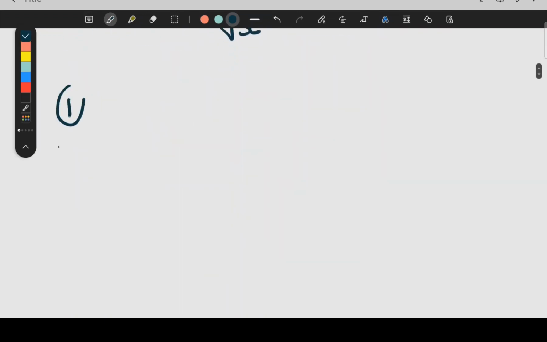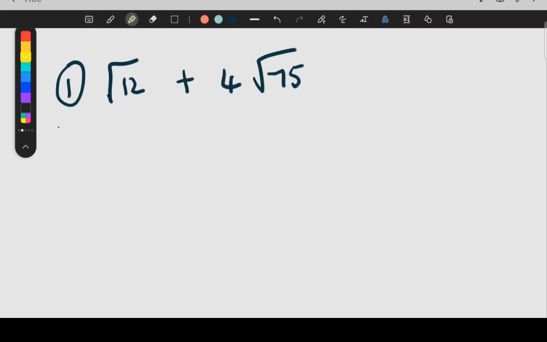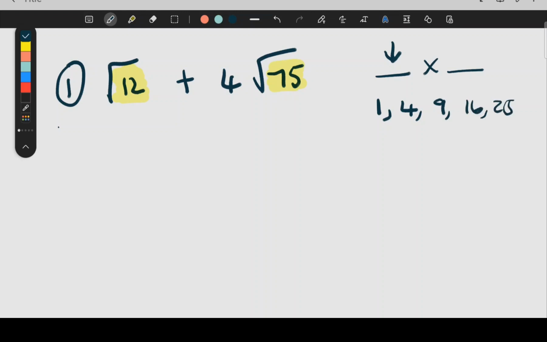Question number 1. The question is, you have to simplify this and leave the answer in the simplest surd form. Step number 1 is, do you see this 12 here underneath the roots and the 75 over there? I'm going to rewrite them as two numbers, something times something. But one of these numbers must be a perfect square. Perfect squares, 1 times 1, 2 times 2, 3 times 3, 4 times 4, 5 times 5, and so forth.